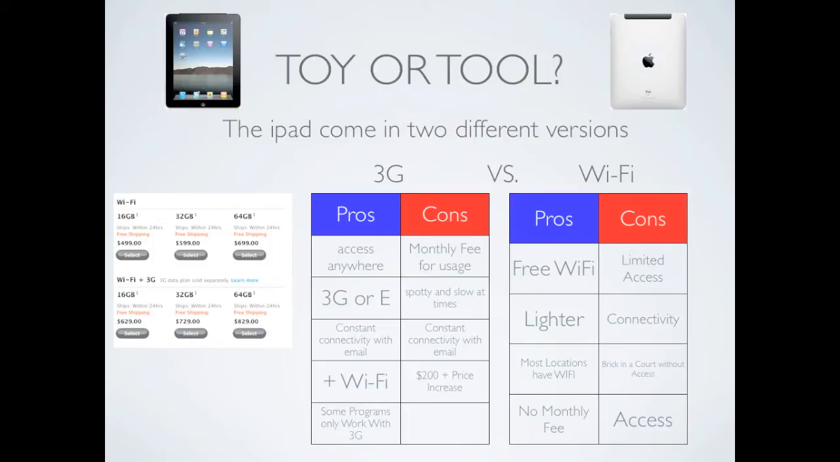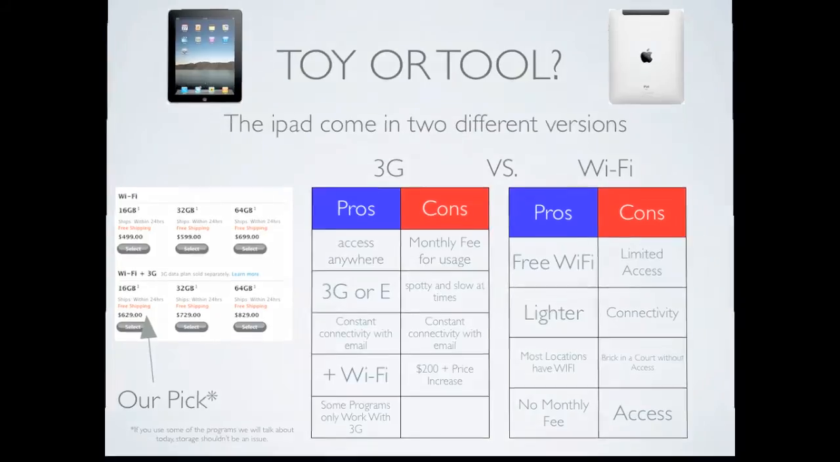With the Wi-Fi only version, you get unlimited access to Wi-Fi if you have free Wi-Fi available to you. It's a little bit lighter. That's not really a big difference. Most locations now do have some form of a Wi-Fi connection for you. A lot of the local courts here are starting to offer it. Federal courts, some may in the future. Right now, I do not think that there is Wi-Fi access in the federal court system. There is no monthly fee though.